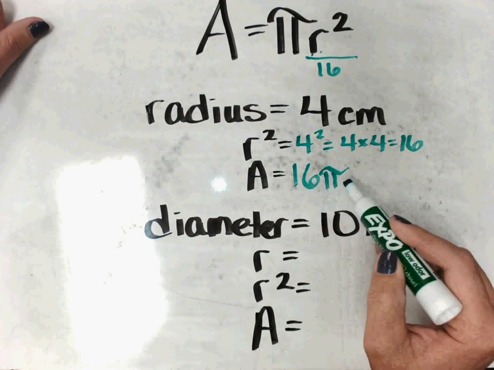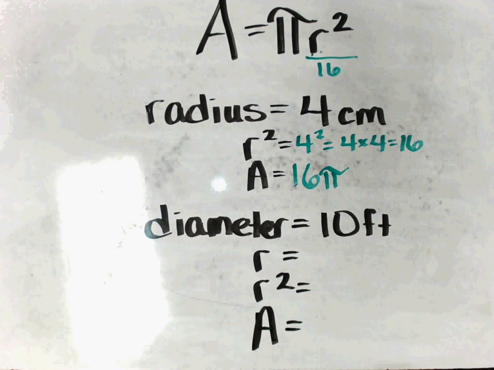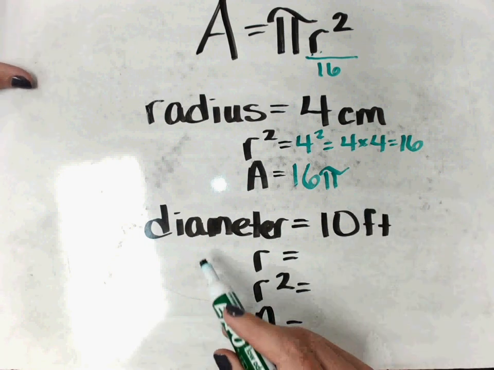Okay, remember, we put the number before the pi symbol. That's just the way they like it in math terms. Okay, so that's all you do to find your area. You take your radius and you square it and put it times pi. So let's look at this one.